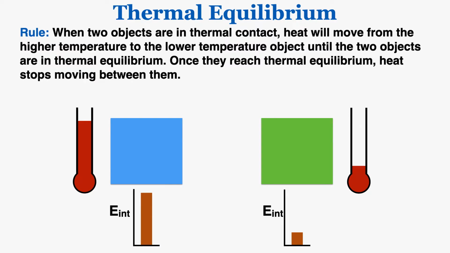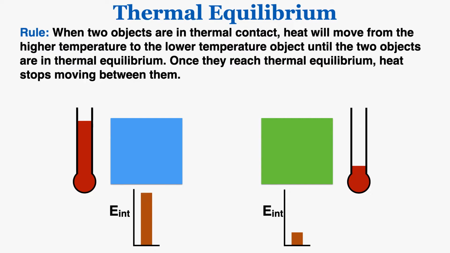Those definitions were very simple. This rule that I'm introducing now is the challenging part of the concept and where the math comes into it. When two objects are in thermal contact, heat will move from the higher temperature to the lower temperature object until the two objects are in thermal equilibrium. Once they reach thermal equilibrium, heat stops moving between them. This rule is true whenever any two objects in the universe enter into thermal contact with each other.